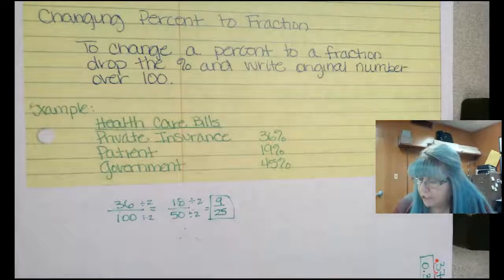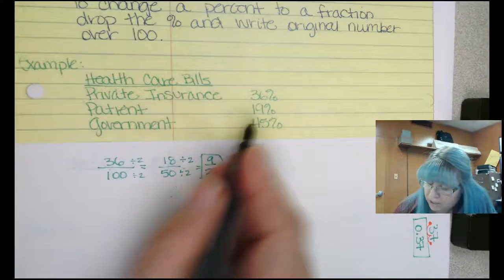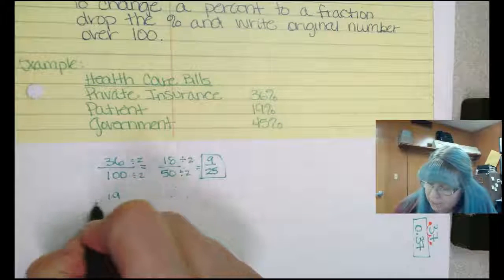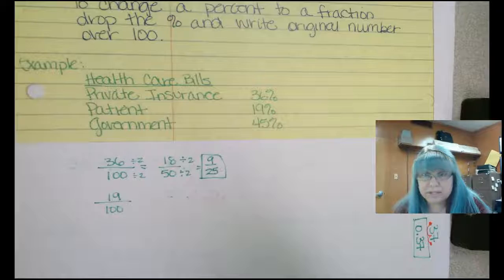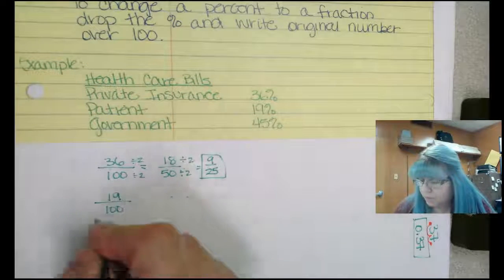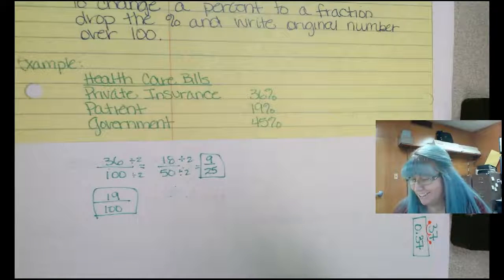Let's see the patient. We start with dropping the percent symbol, and then we write it over 100. And since we cannot reduce, 19 is a prime number, we cannot reduce it, we are done. We like this one. It gets done really fast.